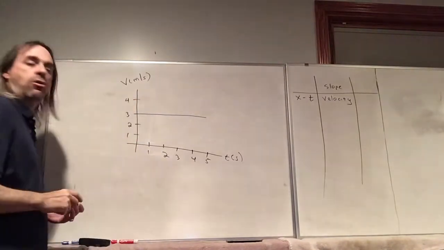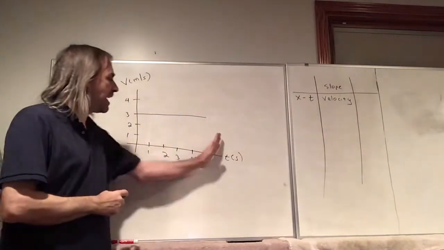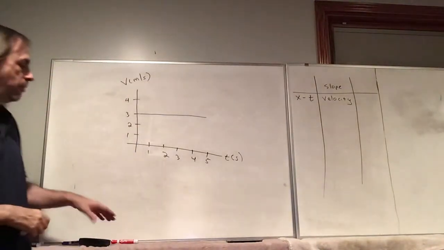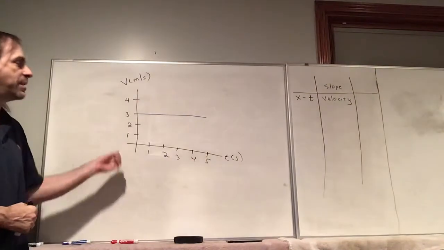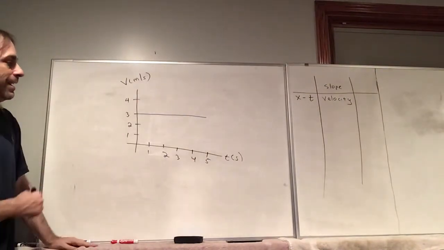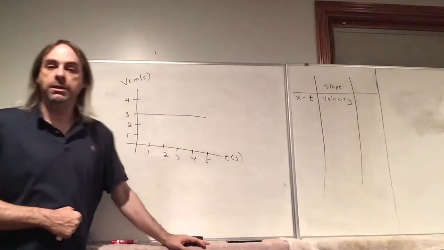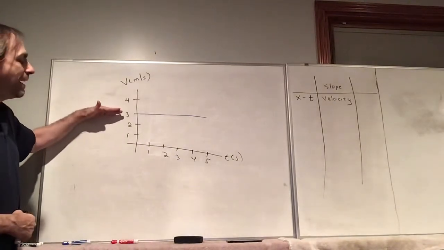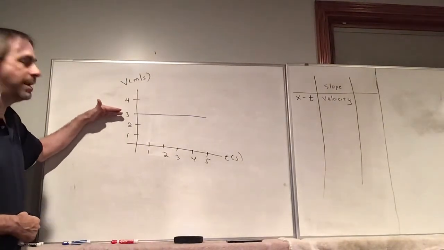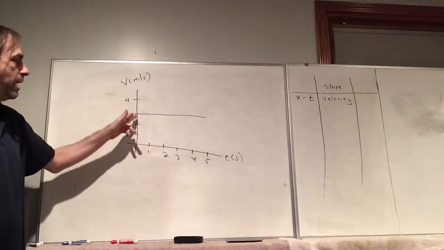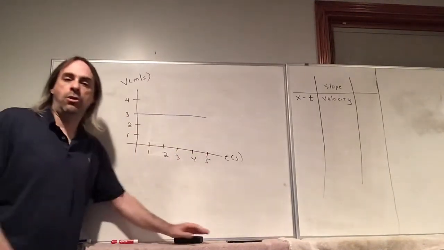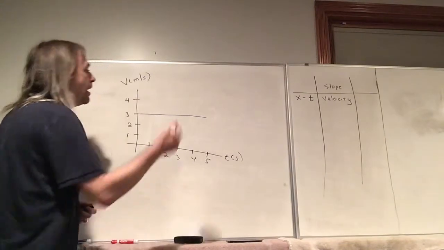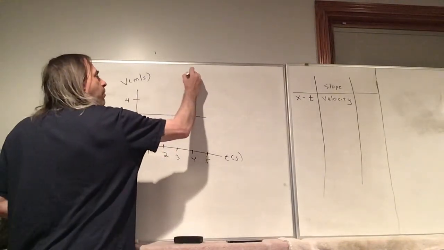Okay, so we've got this horizontal line, and let's just look at it over this 5-second interval. So we're describing an object here. This is the velocity of this object, and we can see that we're moving at a constant rate of 3 meters per second, because at any time on this interval you check the velocity, it's always 3 meters per second. And so this is a constant velocity.